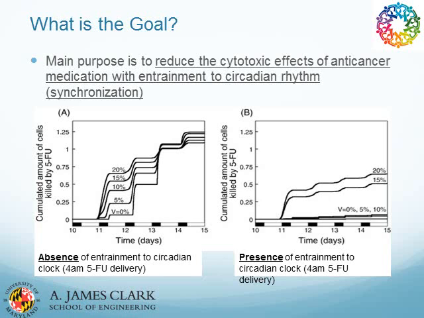Whereas in figure B, you see that with the presence of entrainment circadian clock with the 4 a.m. delivery, this dramatically decreases the number of cells that die. Now, the reason for this is because, as I mentioned, when you entrain the cell cycle to the circadian clock, it's now synced with light and dark. So if you think about it, when you bring in 5FU during the dark phase, and this is during your least active time of the S phase, this mitigates the effect of the 5FU. You're not going to get the cell death as you would.